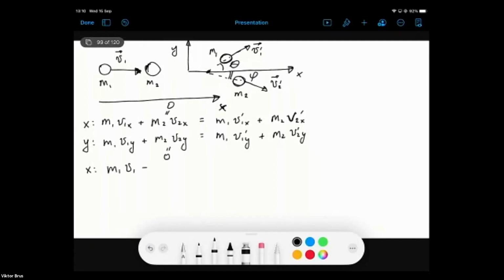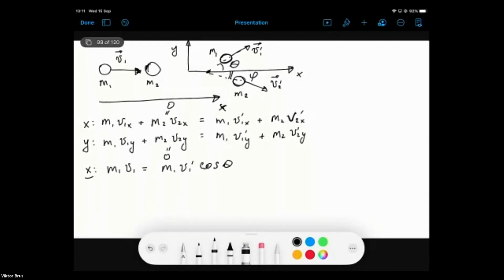And then we can describe the final situation. We see here that we have m1 times v1 prime. However, we are now interested in the projection of this linear momentum vector of the first body, and this is also true for the second body, on axis x, because we consider this direction. So we need to multiply this product by cosine theta.